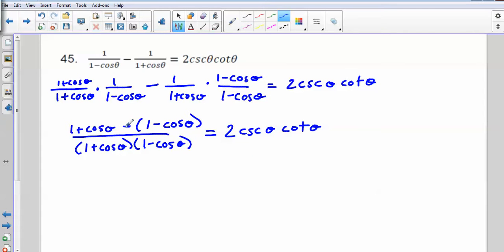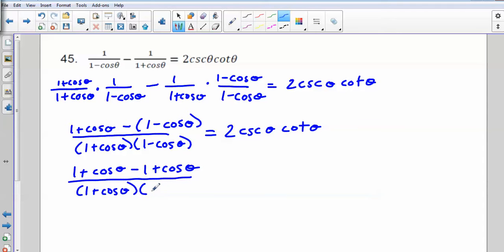Okay, I'm going to distribute the minus to both of these terms. So I have 1 plus cosine theta minus 1 plus cosine theta, and then bring down my denominator. Notice that even though it's a lot of writing, you have to write all of the parts in every step. You can't take a shortcut and just write the part that you changed.